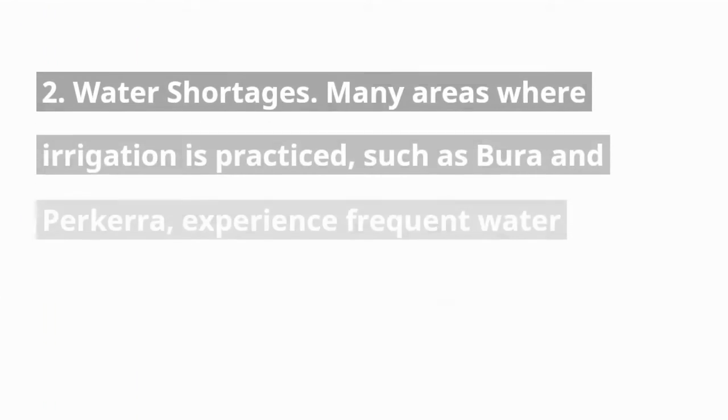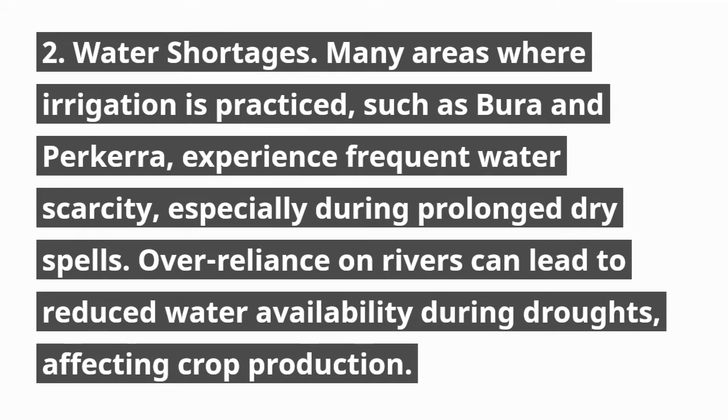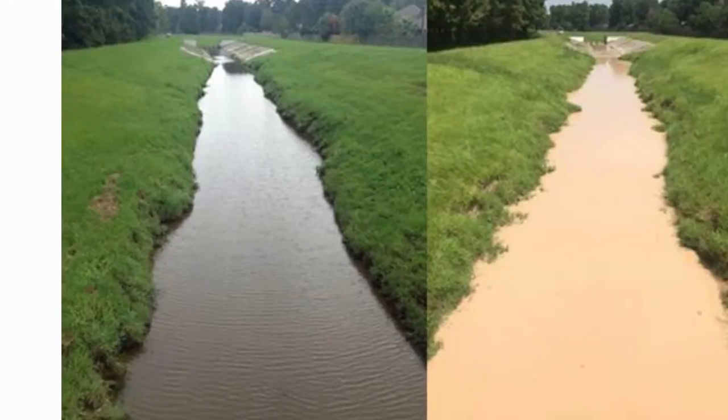2. Water shortages. Many areas where irrigation is practiced, such as Bura and Perkerra, experience frequent water scarcity, especially during prolonged dry spells. Over-reliance on rivers can lead to reduced water availability during droughts, affecting crop production.